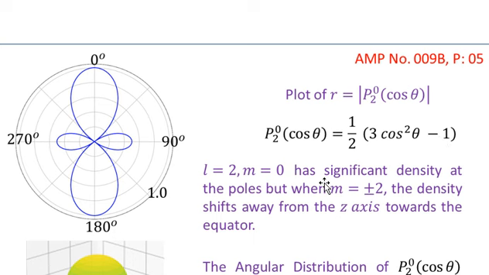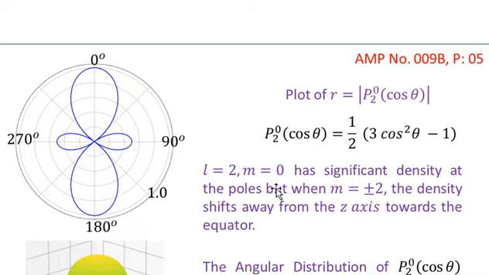So L is equal to 2, M is equal to 0 has a significant density at the poles with M is equal to 0. So this is the case, M is equal to 0 is shown. And you see that we have the maximum density along the Z direction. That is, we have the dumbbells occurring along the Z direction, slightly bit elongated, and we have also a pair of dumbbells also. So let's read the text first and then I explain.